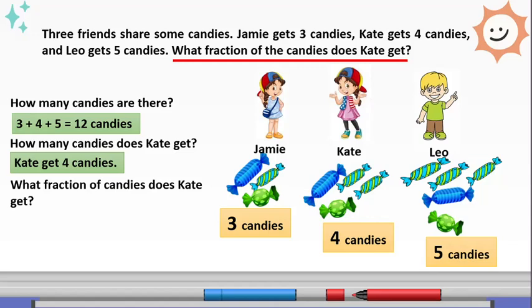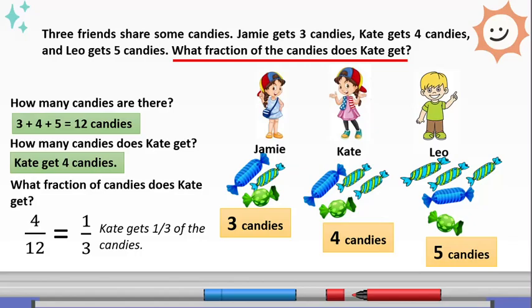So this time we will be writing the fraction form. Since fraction is part of a whole, let's go to the number of candies that Kate gets. So she gets 4 candies over the total number of candies, which is 12. So 4 over 12 or 4/12. Express it in lowest term. So the GCF is 4. So 4 divided by 4 is 1 and 12 divided by 4 is 3. So the final answer will be 1 over 3. Therefore, Kate gets 1/3 of the candies.